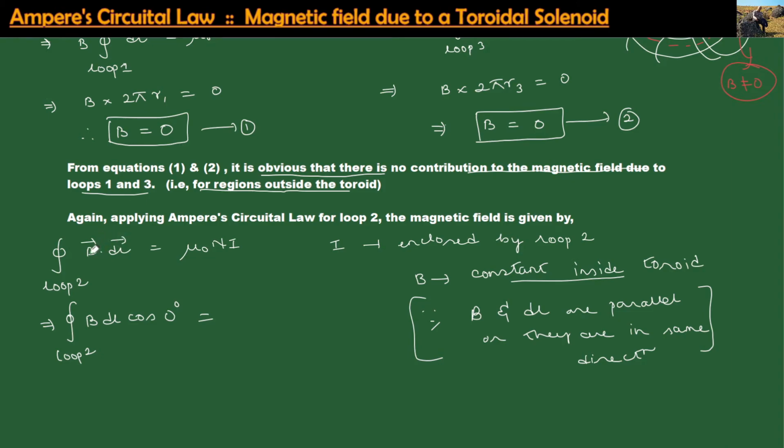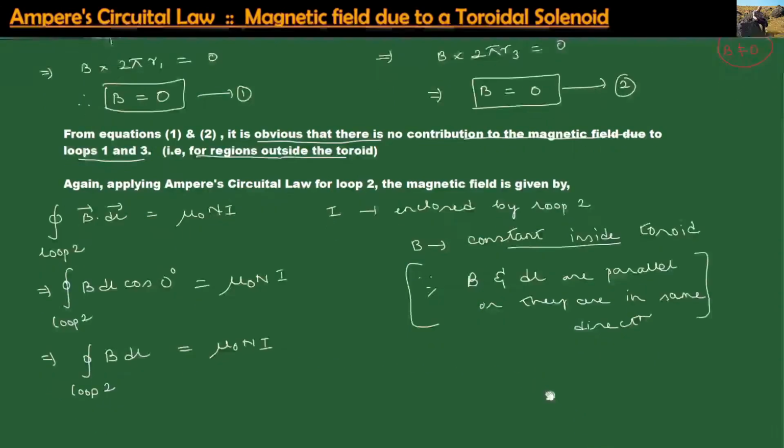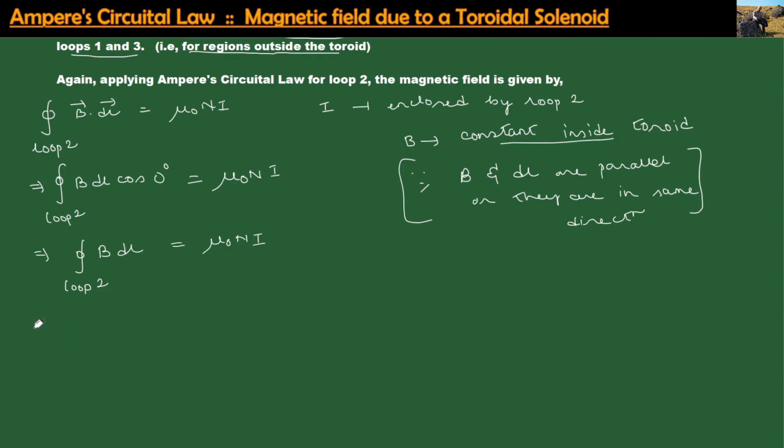Always remember that this is the vector form of the dot product, and this we have represented in the scalar form. So from here this will be mu naught N I. Then cos of 0 will be equal to 1, so you have only the line integral of B dl across loop 2. Then B will be constant throughout all of loop number 2, so we can take it outside. Then we are left with the integration over dl. So this will give us mu naught N capital I.